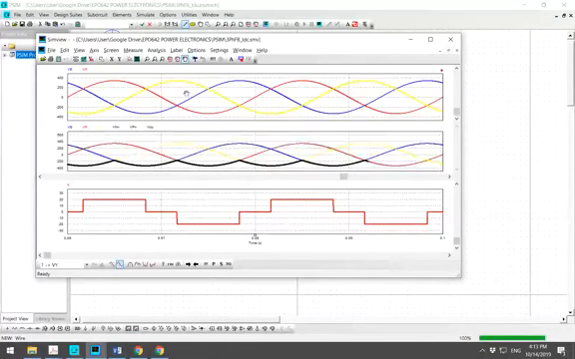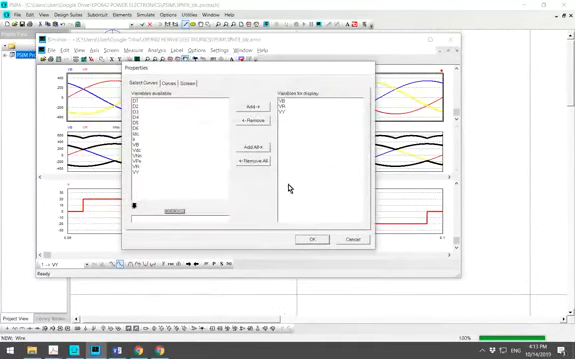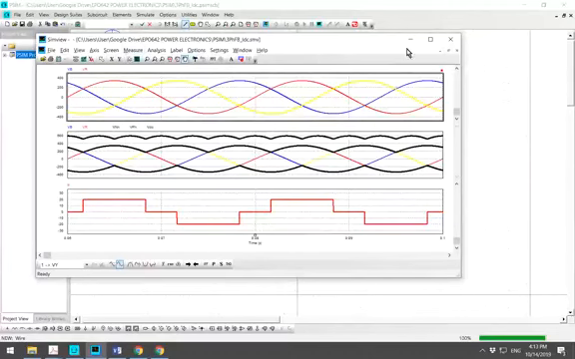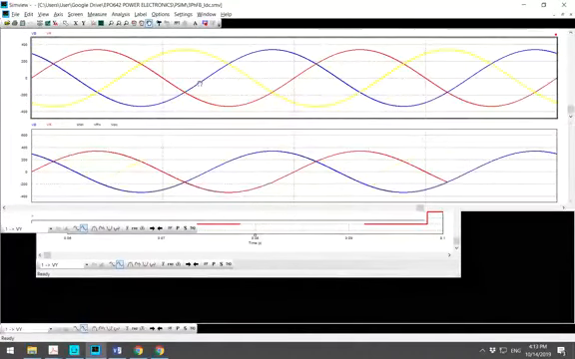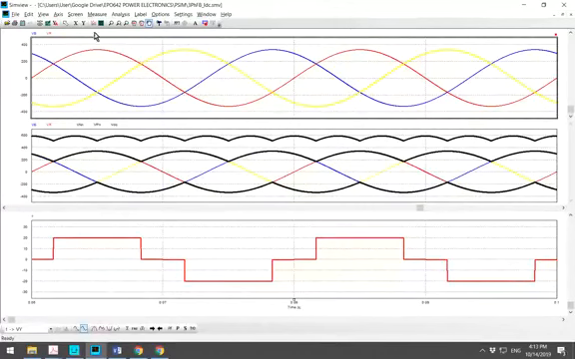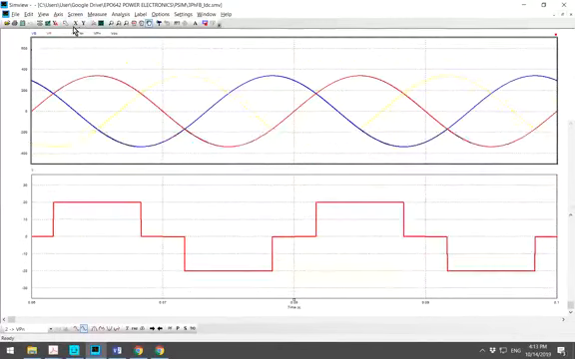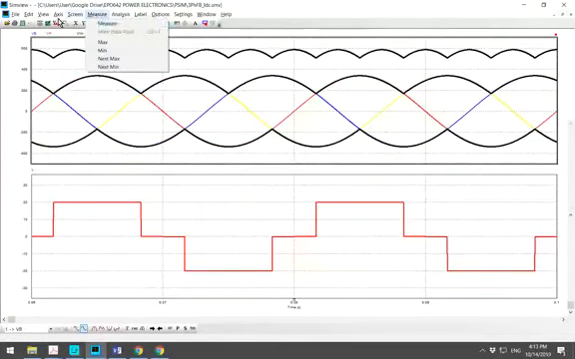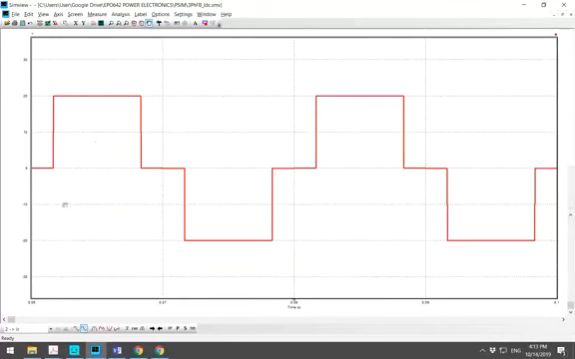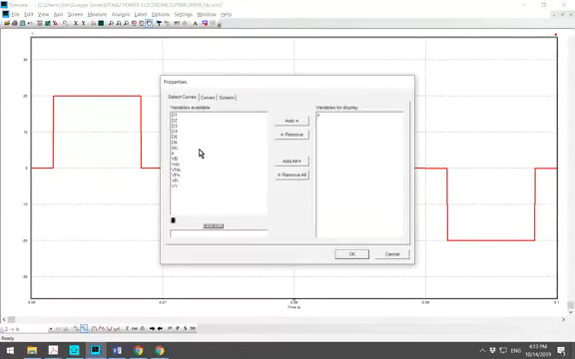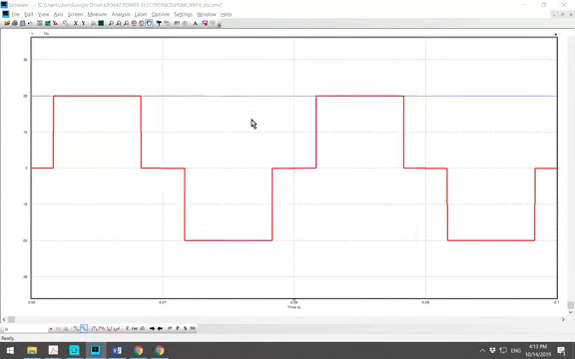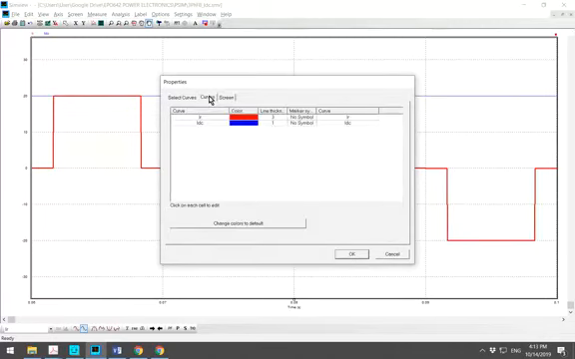So let's try to simulate. Okay, so let's just focus on the input current. I'm going to remove this, delete the screen, delete the screen again. So this will be the input current. Let's have a look at the output current as well. Put that together. So the blue waveform there is actually the output current. We know that it is a constant current, you see.